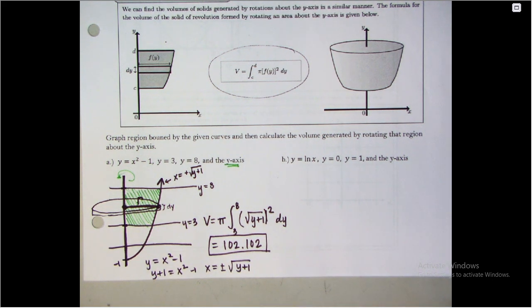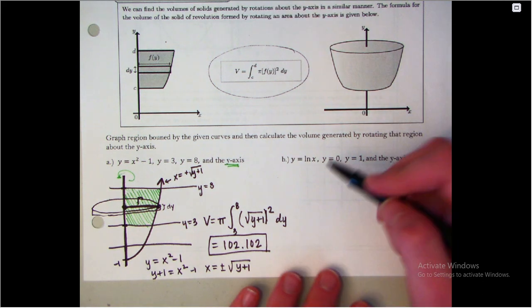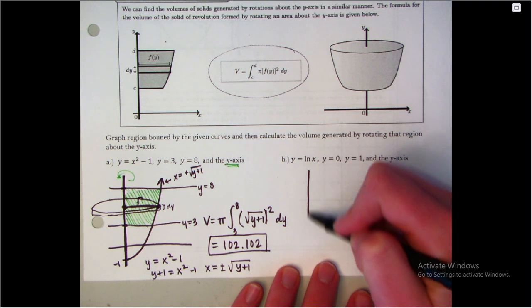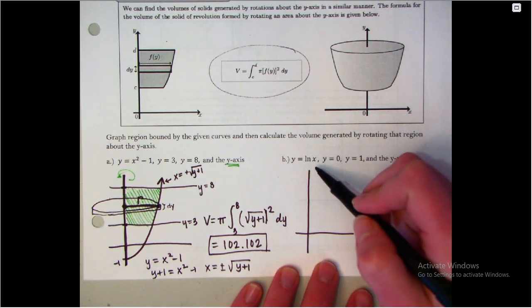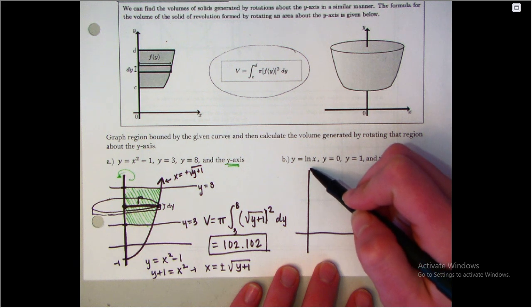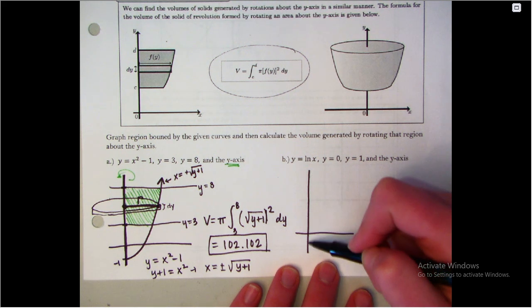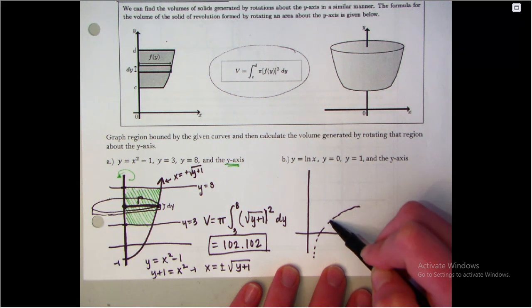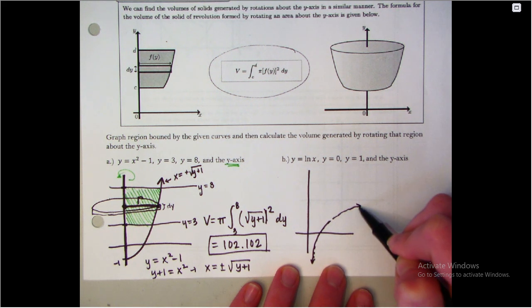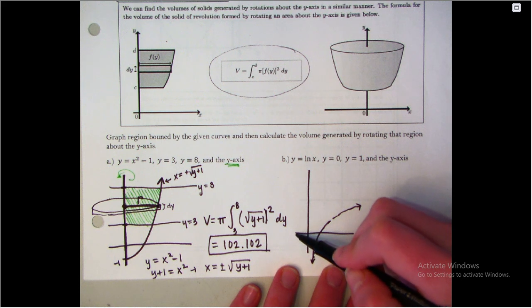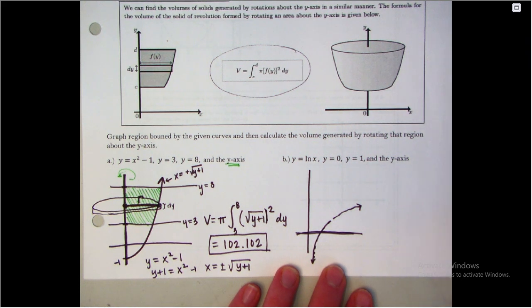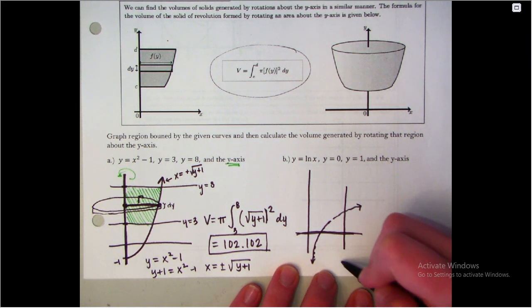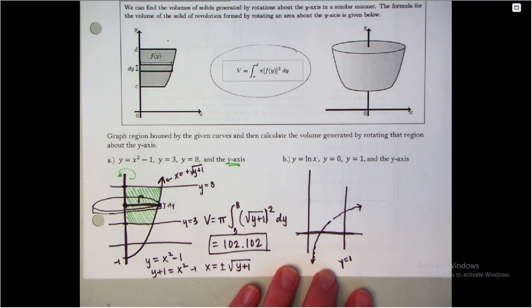Go ahead, you could hit pause and then maybe fast forward through my explanation here, but try the next one and see how it goes. If you recall graphing logarithms, right? So y equals log of x. Logarithms have a vertical asymptote at 0. It's going to come up and look something like this. Y equals 0, that's the x-axis, and y equals 1 would be right here.